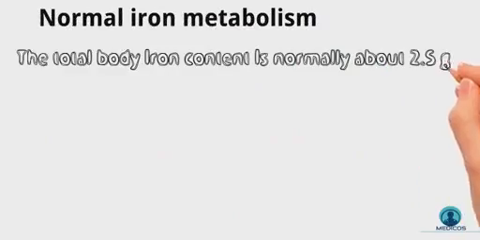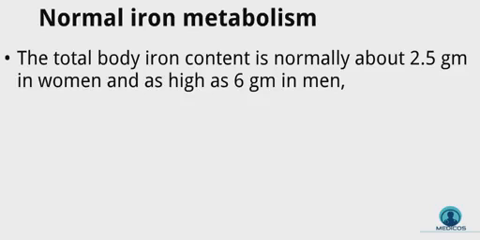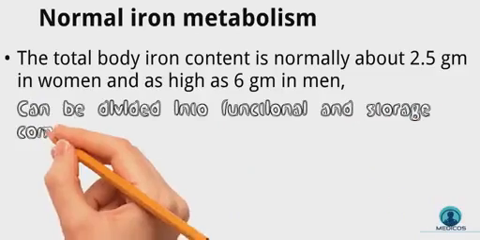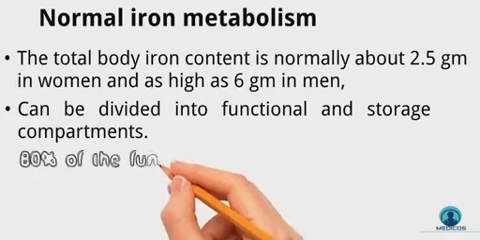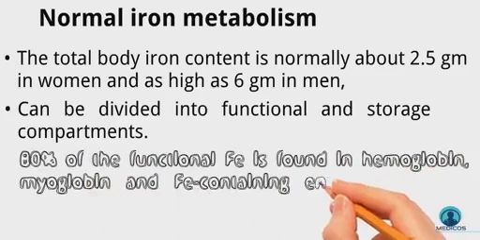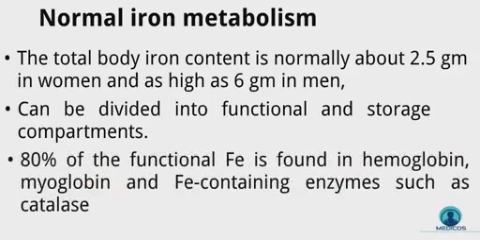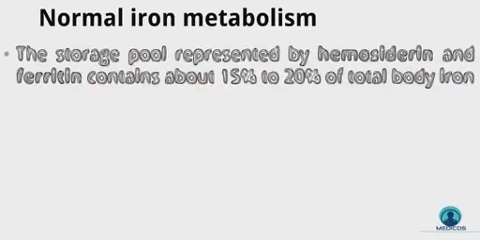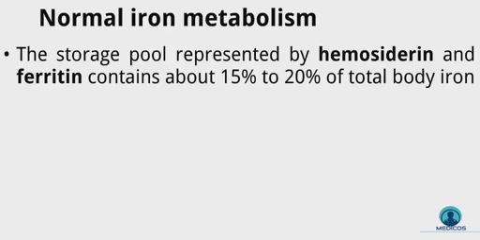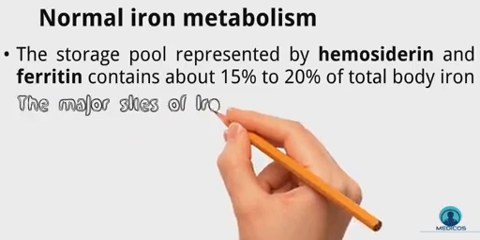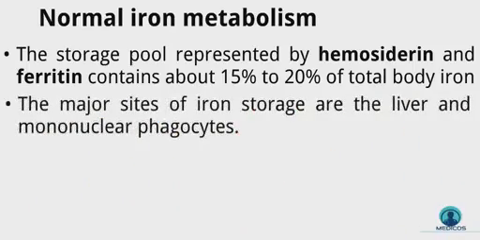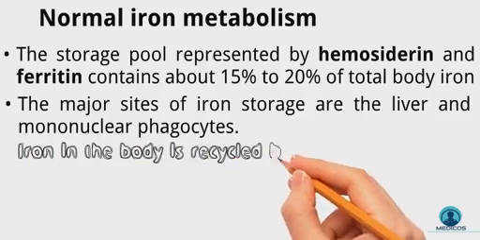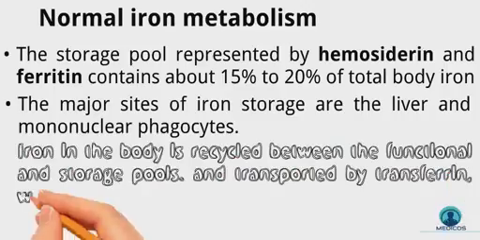The total body iron content is normally about 2.5 grams in women and as high as 6 grams in men, and can be divided into functional and storage compartments. About 80% of the functional iron is found in hemoglobin, myoglobin and iron-containing enzymes such as catalase, and the cytochromes contain the rest. The storage pool, represented by hemosiderin and ferritin, contains about 15% to 20% of total body iron. The major sites of iron storage are the liver and mononuclear phagocytes. Iron in the body is recycled between the functional and storage pools.